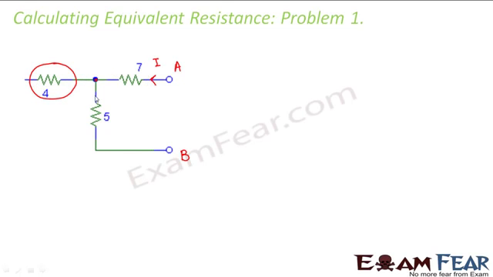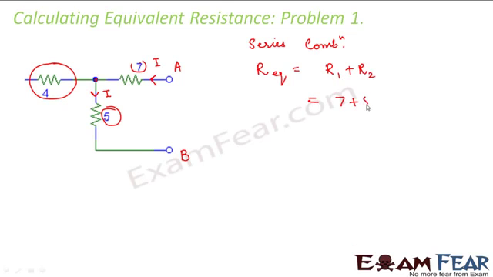So the entire current will flow through this resistance. What do you see here? The amount of current flowing through this resistance and this resistance is the same. That means what kind of combination is this? It is a series combination, because the same current flows through both the resistances. So what will be the equivalent resistance? The equivalent resistance will be the sum of the resistances, that is 7 plus 5 ohms, which is equal to 12 ohms. So 12 ohms would be the equivalent resistance of this circuit.